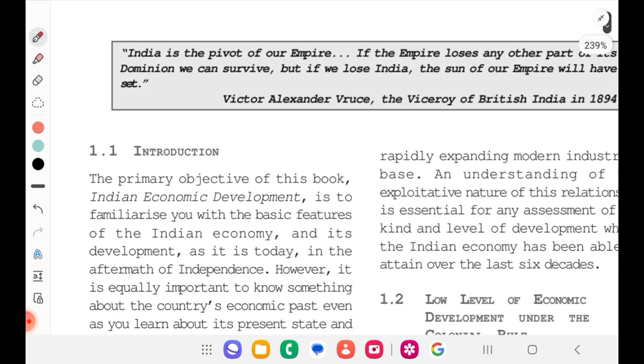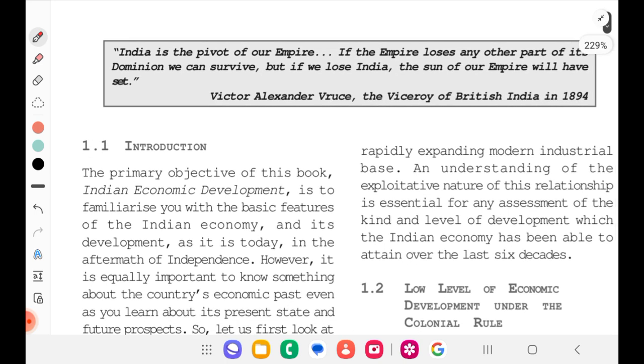India is the pivot of our empire. If the empire loses any other part of its dominion, we can survive. But if we lose India, the sun of our empire will have to set. Victor Alexander Bruce, the Viceroy of British India in 1894.